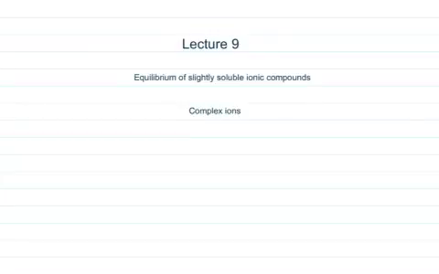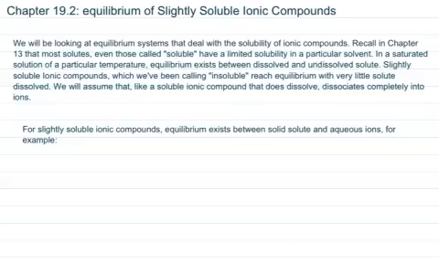Lecture 9. We will be talking about the equilibriums of slightly soluble ionic compounds as well as complex ions. Alright, so we're going to look at chapter 19.2, the equilibrium of slightly soluble ionic compounds. We'll be looking at the equilibrium systems that deal with the solubility of ionic compounds.